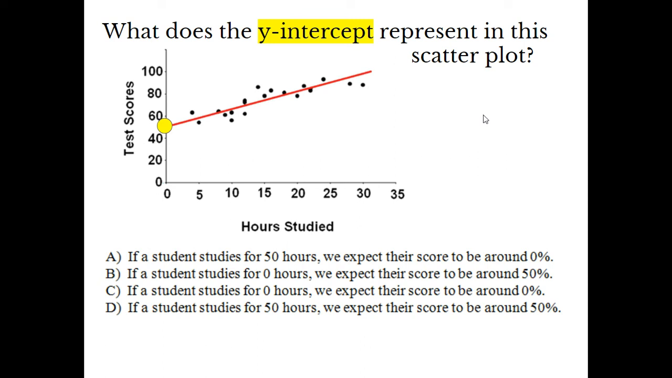Did you choose B? Yeah, if a student studies for 0 hours, we'd expect their score to be about 50. So here it's just asking you to interpret a scatter plot.